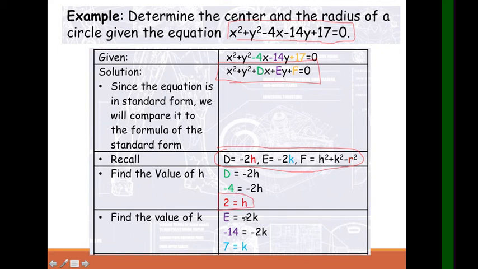For E equals negative 2k, so E is equal to negative 14. Right? Negative 14 equals negative 2k, so divide both sides by negative 2, we will be having positive 7. Okay, so 14 divided by 2 is 7 is equal to k. Positive siya kasi they are both negative.